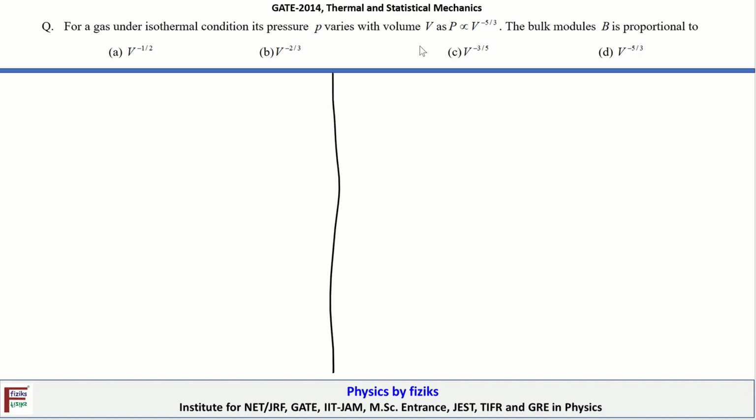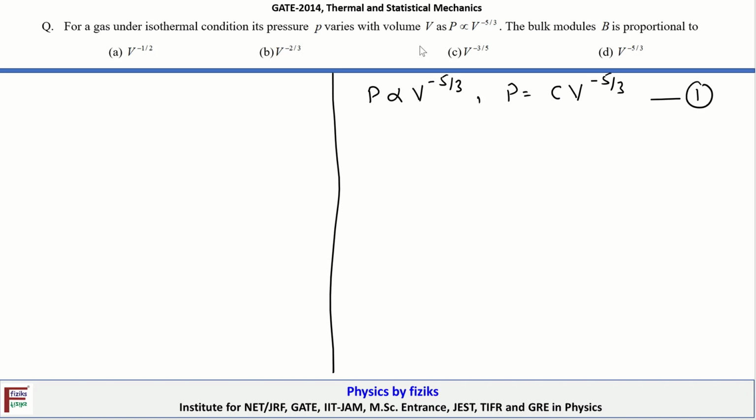the given relationship, that is, pressure is proportional to V power minus 5/3. Or we can write pressure equal to some constant of proportionality C times V power minus 5/3. So let's call this equation 1.